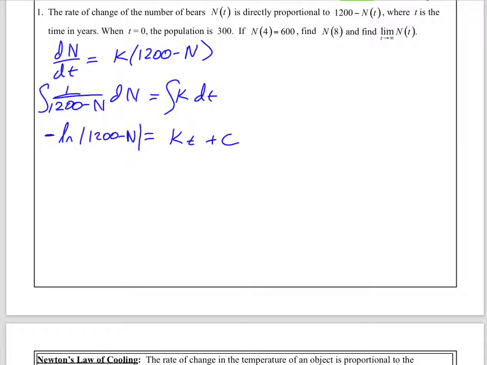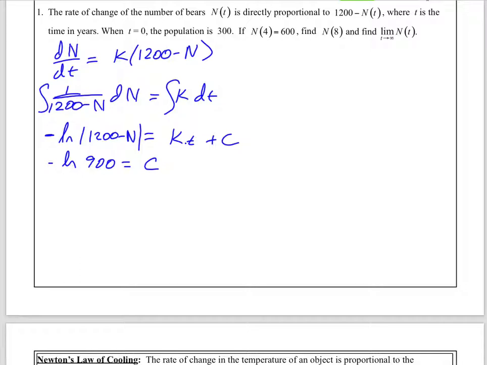All right, now what? Solve for c. Figure out what C is. So what do I do to figure out what C is? Plug in 0 and 300. So 300, this would be the natural log of 900 equals, if I plug 0 in here, that goes away. So that means C equals negative natural log of 900.